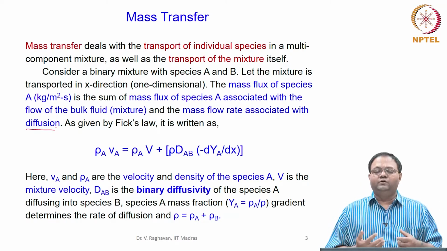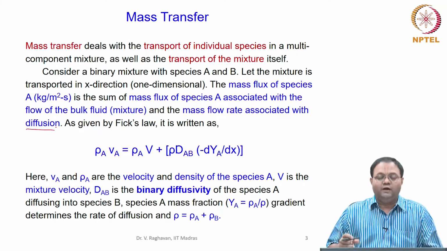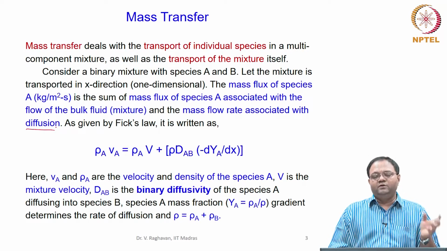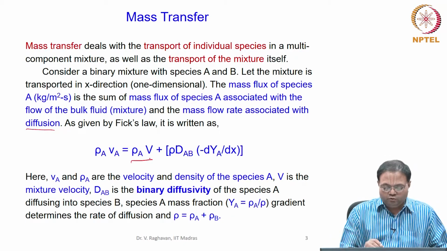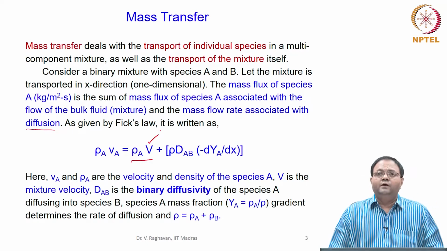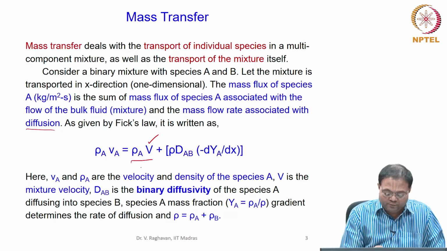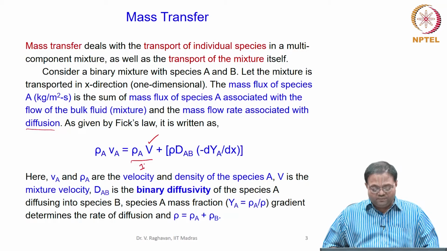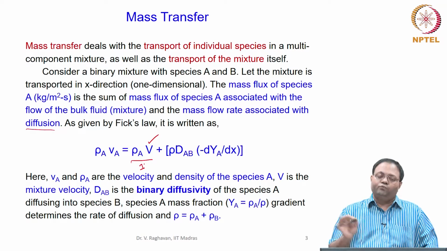So, in general what we consider is that species A in this case is transported due to the convection. If you assume that the mixture which is constituted by species A and B moves at the velocity v in the x direction, then the species is transported due to the bulk velocity. So the first term here is the representation for the species which is transported due to convection in the direction of the mixture flow.